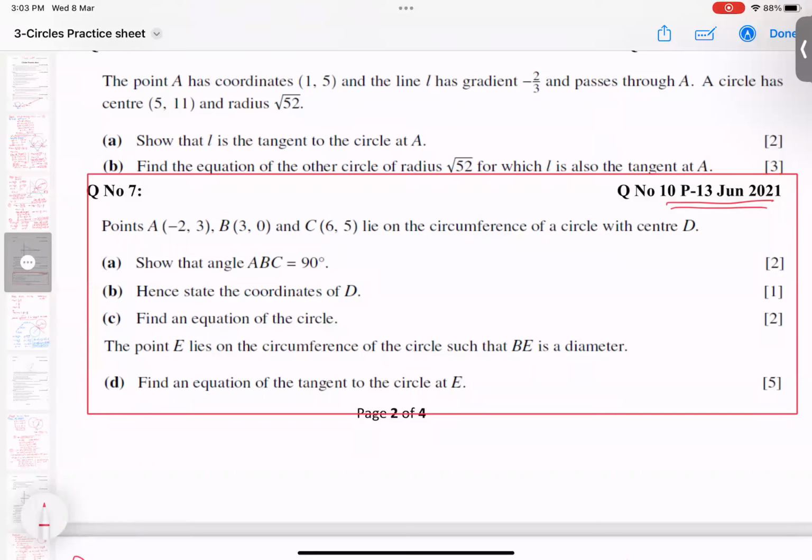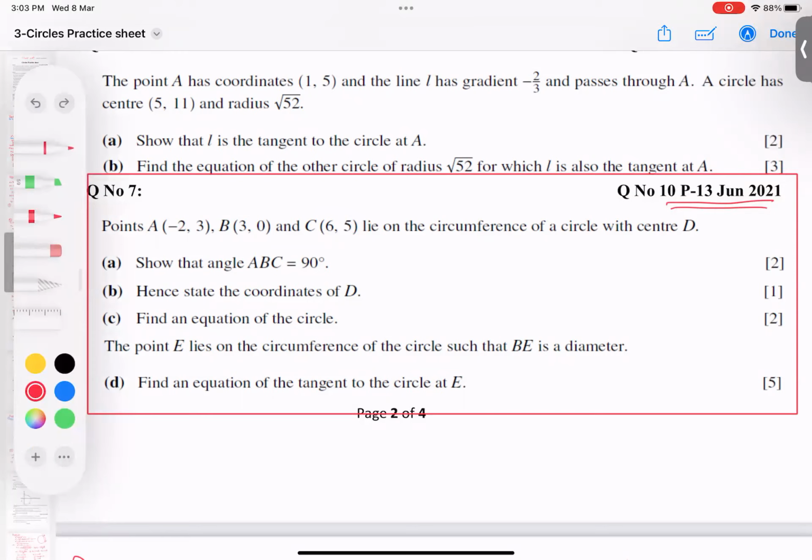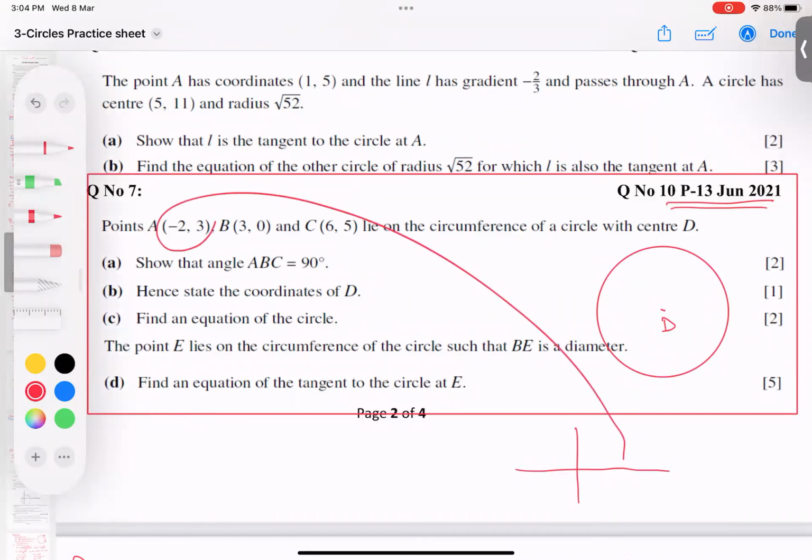And for question number 7, I just give a hint that you can try. He mentioned that A, B, C, all 3 points lie on the circumference of a circle with center D. It means this is a circle and D is the center of the circle. A, B, C lie on it. I just try to make an accurate diagram. So first find the coordinates. Like where is (-2, 3)? Somewhere here. Where is B? X is 3, Y is 0, so somewhere here. Where is (6, 5)? Somewhere here.